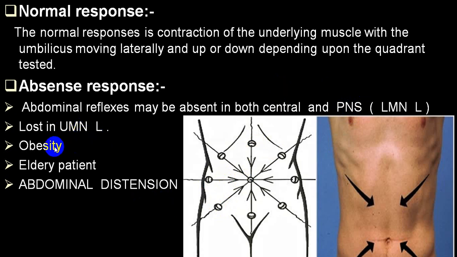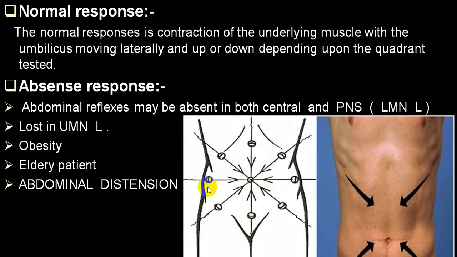In obesity, it will be difficult to elicit. In an elderly person also, it will be difficult to elicit. And any person who has a very lax abdomen, or a tense ascites, then also abdominal reflex will be very difficult because there will be poor contraction of abdominal muscle. So these are some of the conditions where there is no neurological damage, but it will be difficult to elicit: obesity, elderly person with a very lax abdomen, and tense ascites. These conditions should also be kept in mind while eliciting the abdominal reflex.